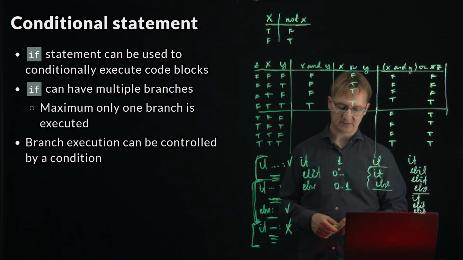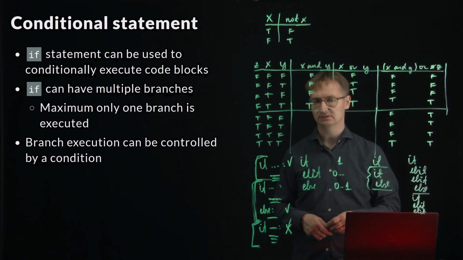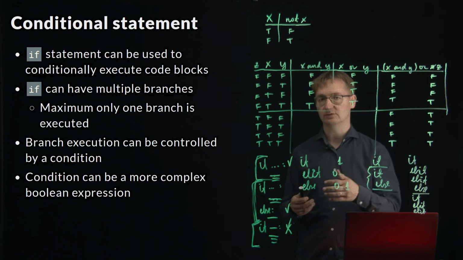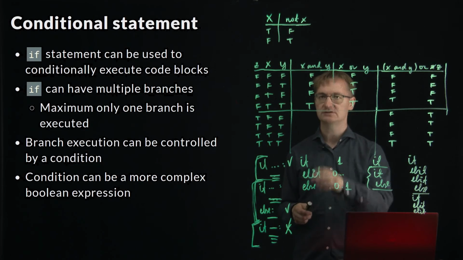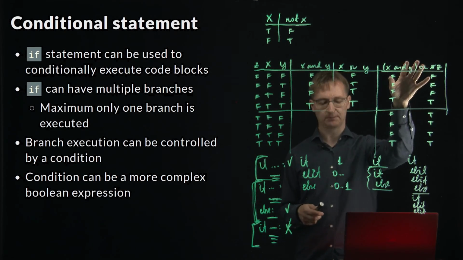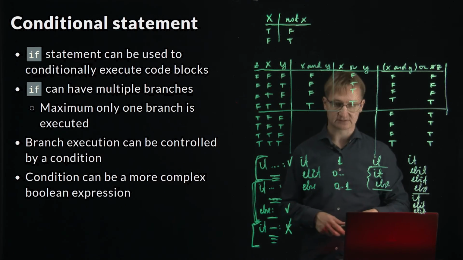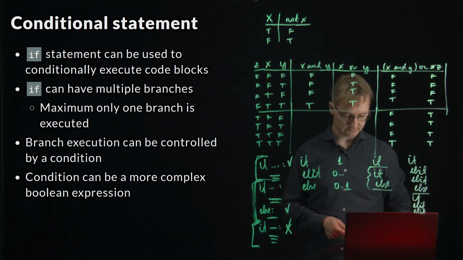And the branch executions can be controlled by the conditions. And conditions are basically true or false. But we can also combine different smaller or simpler conditions to make more complex conditions. And this way you can basically control everything you want in your code.